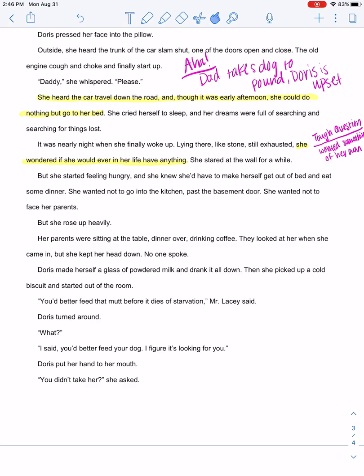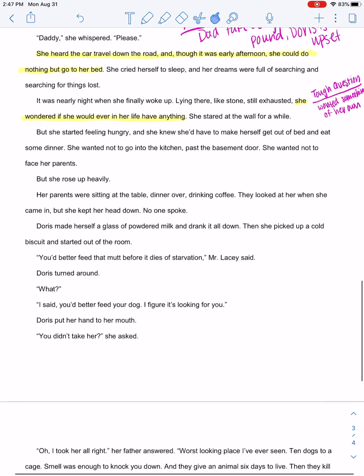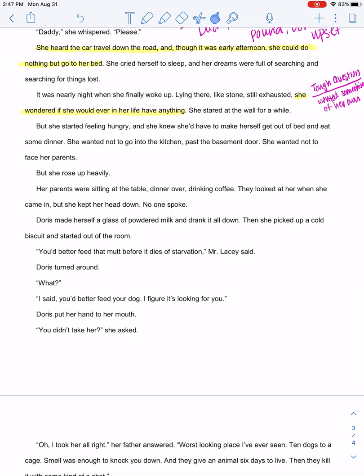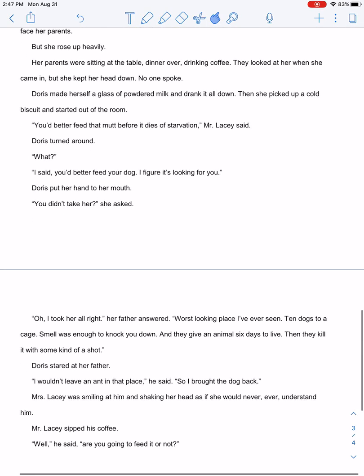Okay, starting with but. But she rose up heavily. Her parents were sitting at the table drinking coffee. They looked at her when she came in, but she kept her head down. No one spoke. Doris made herself a glass of powdered milk and drank it all down. Then she picked up a cold biscuit and started out of the room. You'd better feed that mutt before it dies of starvation, Mr. Lacey said. Doris turned around.